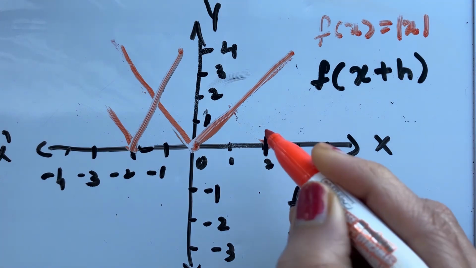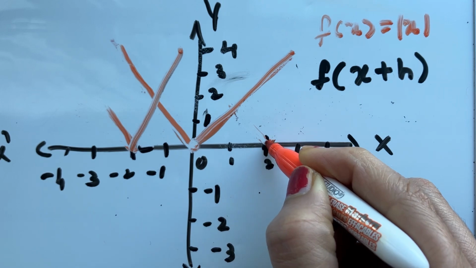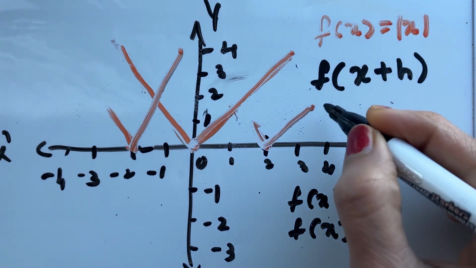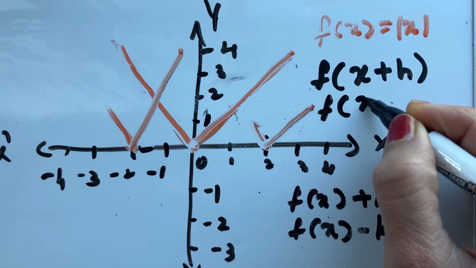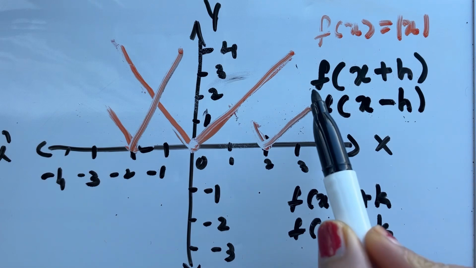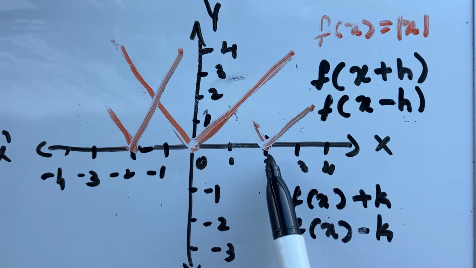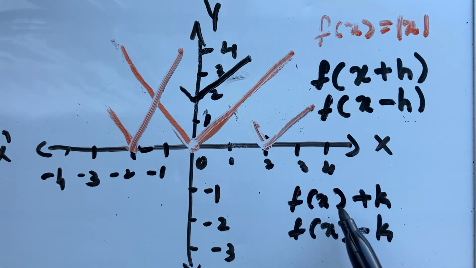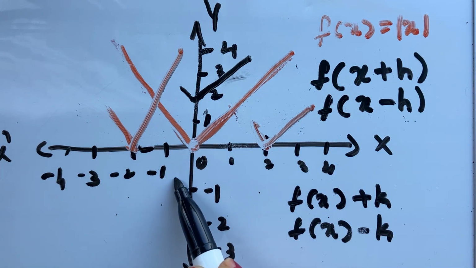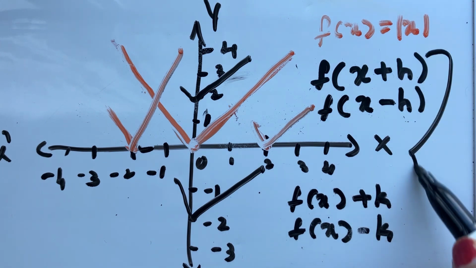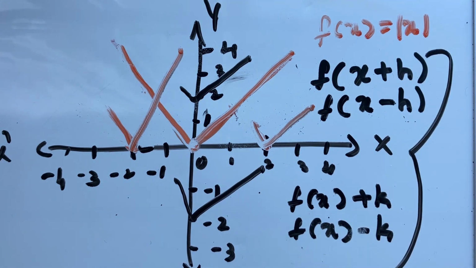If this function translates right side, some units right side, new function will be f of x minus h. Remember, if it translates left side, new function will be f of x plus h. If it translates right side, f of x minus h. If it translates upwards k units, f of x plus k; downwards, f of x minus k. You have to remember these rules of translation.